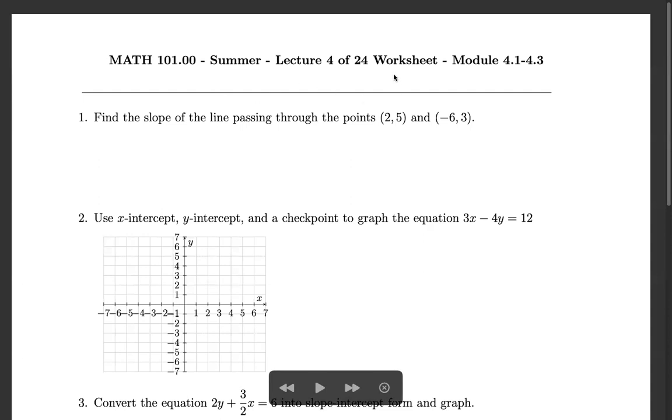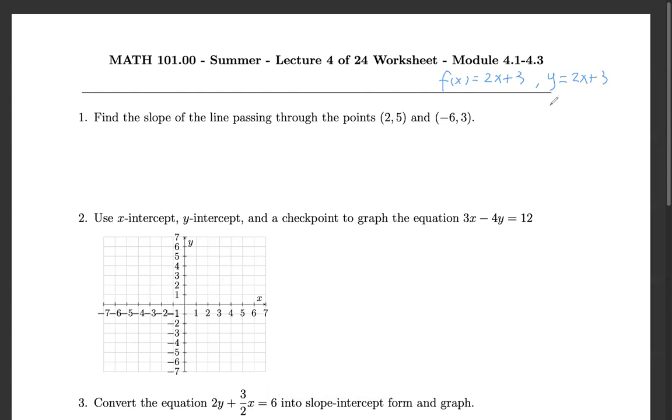Last class, we talked about functions, specifically linear functions. We said that f of x equals, let's give an example, 2x plus 3. So in high school, you may have learned this. Instead of writing f of x, that's y. y equals 2x plus 3.